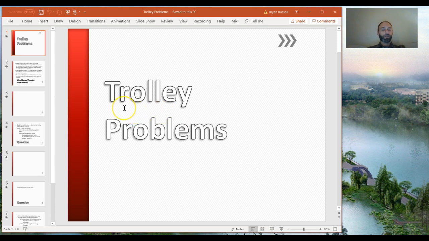So the thought experiments that we'll be talking about today are trolley problems. I'm going to talk a little bit about, in general, why we discuss thought experiments in ethics so frequently. Over the course of the semester, we'll see a number of these, and we might as well start today. So I'll talk a little bit about why we discuss thought experiments in general.